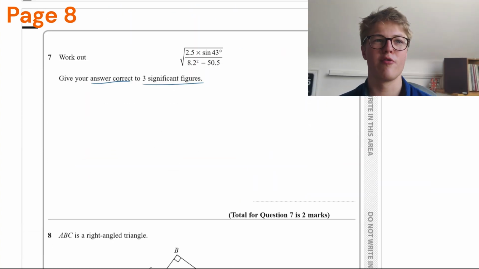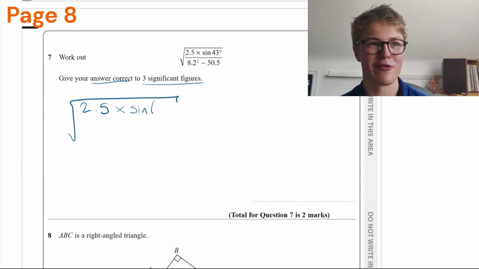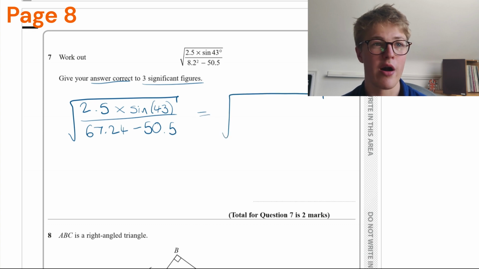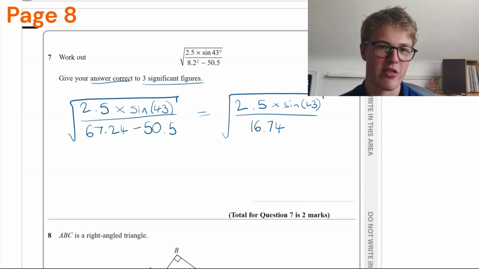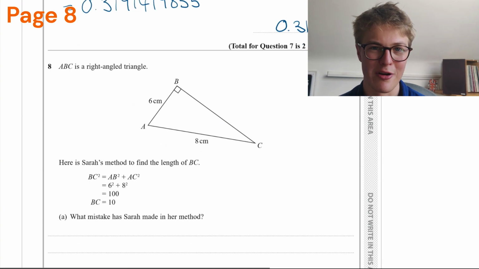Work out the square root of 2.5 times sine 43 degrees over 8.2 squared minus 50.5. Give your answer correct to 3 significant figures. So this question's only 2 marks, and of course you could plug it in your calculator, but we need to show our working. So what I did is I've worked out the denominator first, and that gave me 16.74, and then I plugged the rest into my calculator, and that gave me 0.3191419855, and then you need that to 3 significant figures, so you just round that to 0.319.